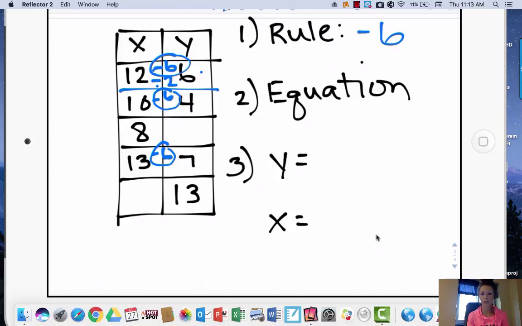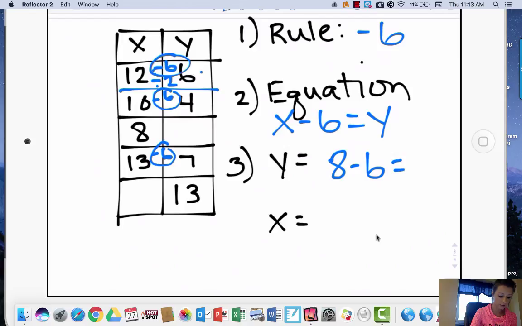My equation, I'm always starting with x. x minus 6 equals y. And then to solve for my x and my y variables, I'm taking my equation and inserting my known variable to find my x and my y. So we'll do y first. I'm not sure what it is, but I know that x equals 8. 8 minus 6 equals y. 8 minus 6 is 2. So 2 must equal y in that one.